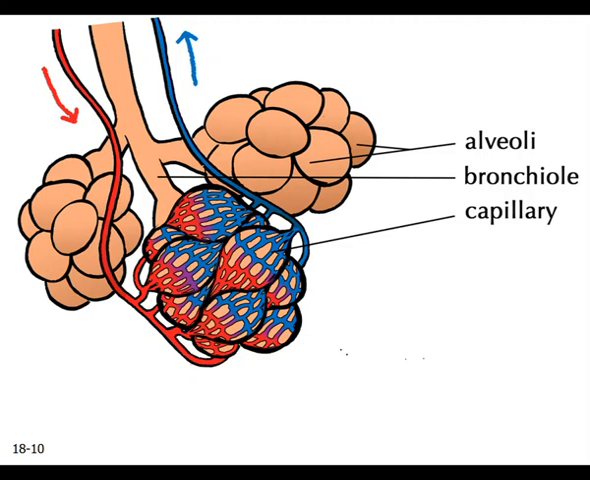So the blood is coming from the heart, and it's going to the capillaries, and then the capillaries are picking up oxygen and dropping off carbon dioxide right there at the alveoli, right there at those little balloons, because the alveoli themselves are only one cell thick and the capillaries are only one cell thick, so this makes it easy for them to do gas exchange right there. And then the blood flows back to the heart now that it's picked up oxygen, and that oxygen then, of course, is going to be distributed to the cells so that the cells can make ATP.